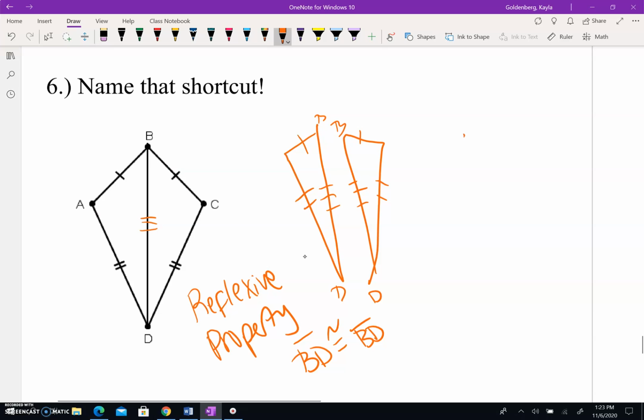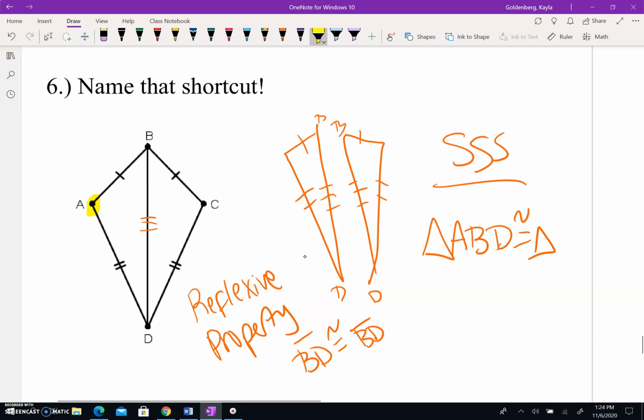So because that's true, we have a side, side, side example. Make sure you've drawn it out. We would say that triangle ABD is congruent to triangle. Now notice I go A to B, right? So we would go C to B. C, B, and then D at the end.